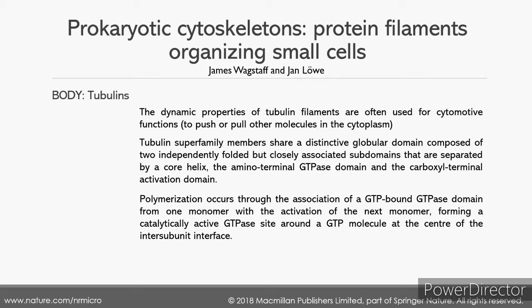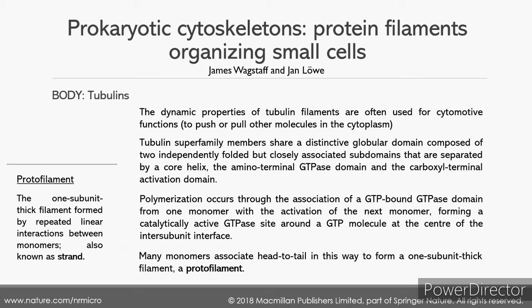Polymerization occurs through the association of a GTP-bound GTPase domain from one monomer with the activation domain of the next monomer, forming a catalytically active GTPase site around a GTP molecule at the center of the intersubunit interface. Many monomers associate head to tail in this way to form a one subunit thick filament known as a protofilament.